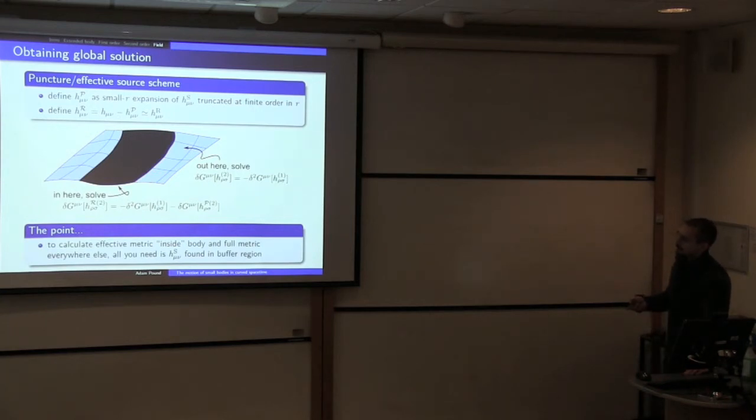So what this tells us is that to calculate the effective metric in here, and to calculate the retarded metric, or whatever physical solution you want, in the region outside, all you need is that expansion of the self field, which now is turned into a singular field, that you found in the buffer region.